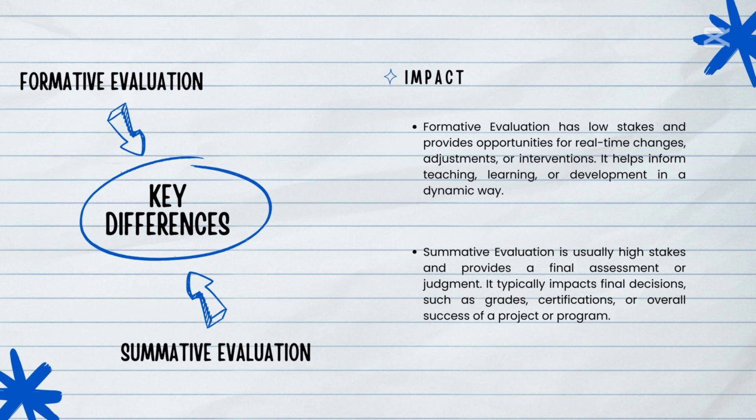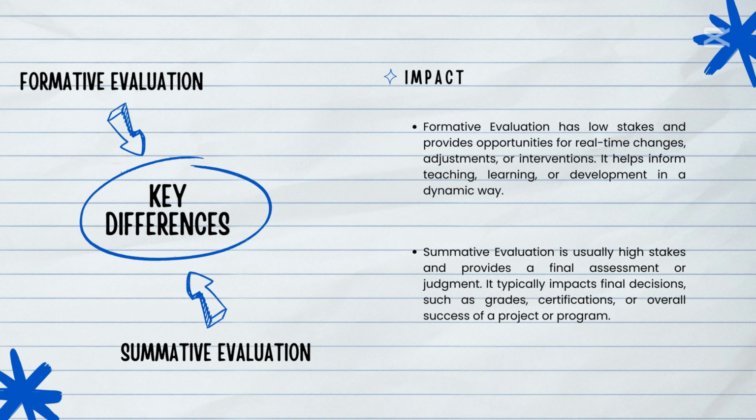Now let's proceed to the impact of formative and summative evaluation. So for formative evaluation, it has low stakes and provides opportunities for real-time changes, adjustments, or interventions. Also, it helps inform teaching, learning, or development in a dynamic way. And for summative evaluation, it is usually high stakes and provides a final assessment or judgment. This typically impacts final decisions such as grades, certifications, or overall success of a project or program.